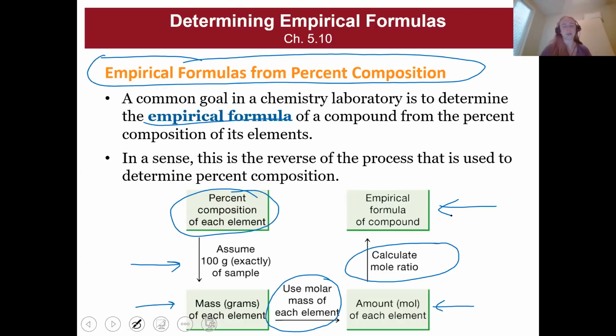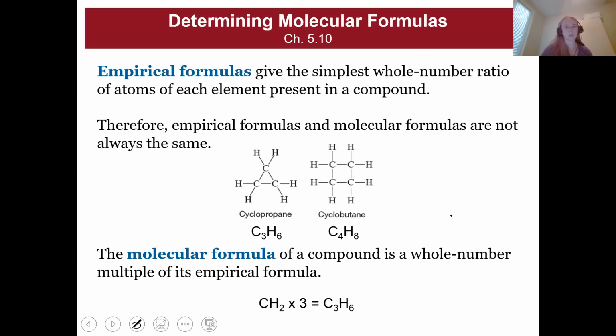So after we find our empirical formula, we want to get a molecular formula, most likely. So what do we do then? Let's review. Empirical formulas give us the simplest whole number ratio of the atoms of each element in a compound. And empirical formulas and molecular formulas are not necessarily the same.